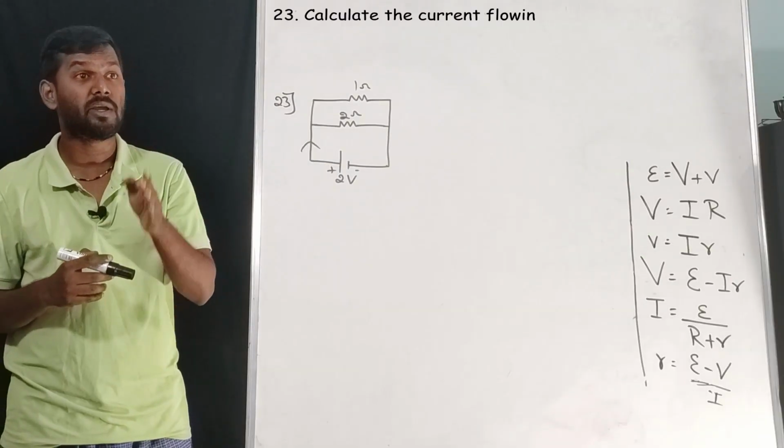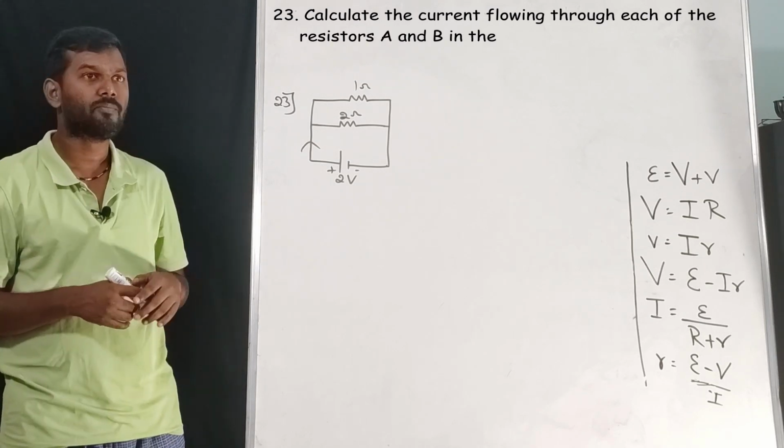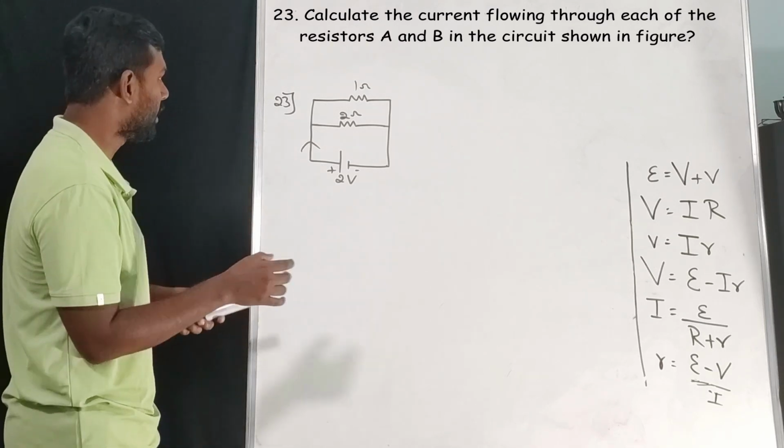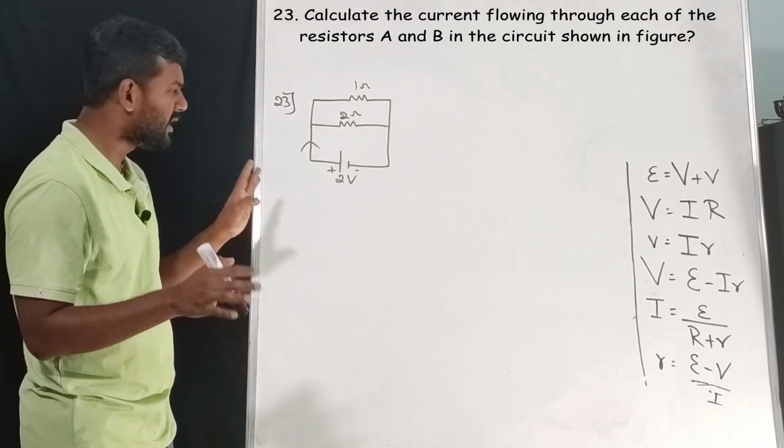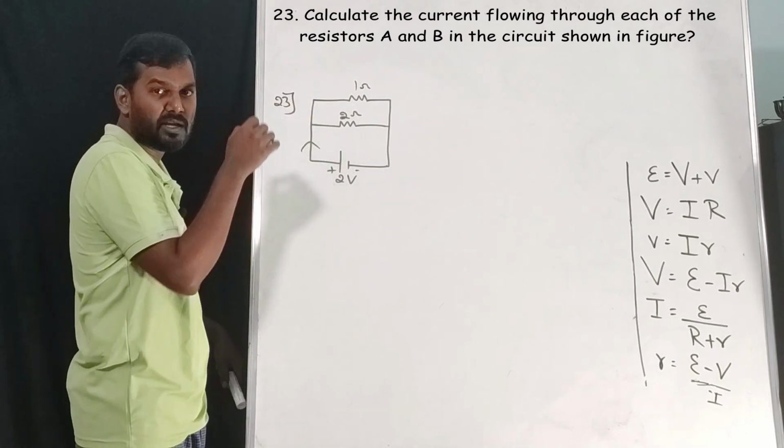Calculate the current flowing through each of the resistors A and B in the circuit shown in the figure. Assume this is A and this is B. Anything is fine. Now we have to find the current in each of the resistors.